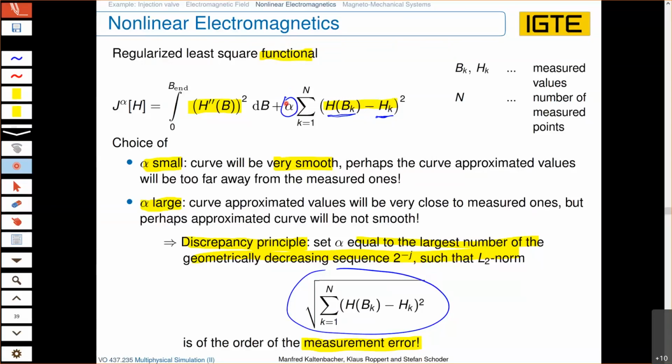Then we solve our nonlinear partial differential equation with a Newton method, or also the fixed point method, but it should not be the case that the error between the measurement values and the evaluated values according to the spline function is larger than the measurement error. So this is the criterion you should use in practice.